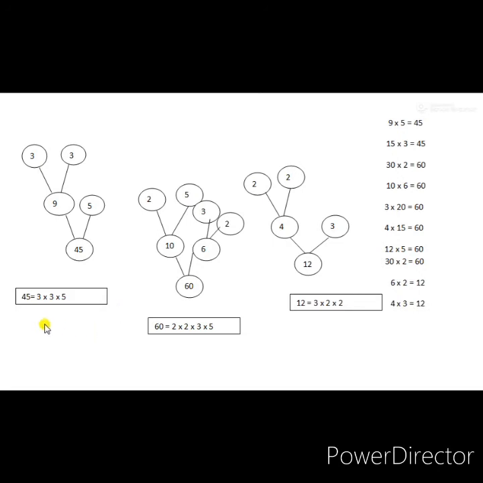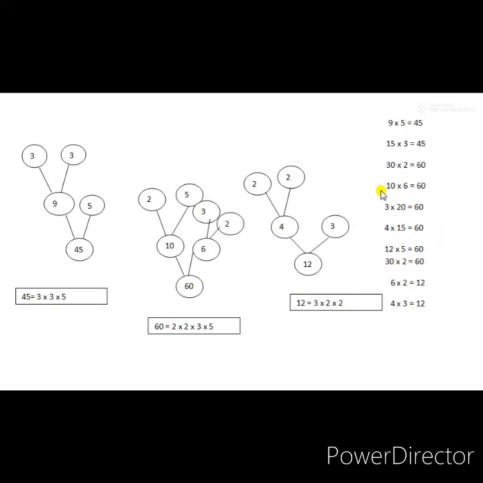The next number I took is 60. 60 we can convert in this way. 10 6s are 60. 60 comes in many tables: 30 into 2 is 60, 10 6s are 60, 20 into 3 is 60, 4 into 15 is 60, 12 5s are 60.